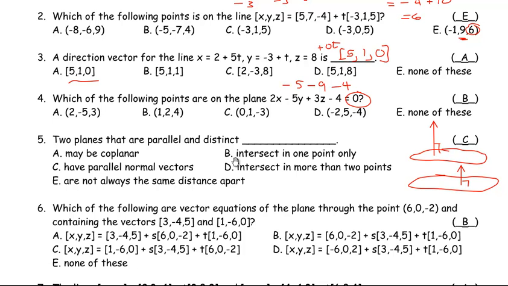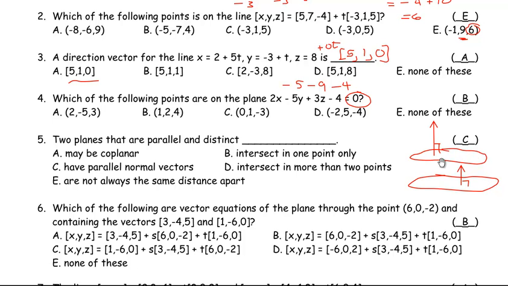Coincident, that would be the same plane. Intersect in one point? If they're parallel and distinct, they never touch. Intersect in more than 2 points? Again, they don't touch, so they don't have any points of intersection whatsoever. And E is not correct, so they are not always the same distance apart. The distance between this plane and this plane, no matter where you are, would be the same.